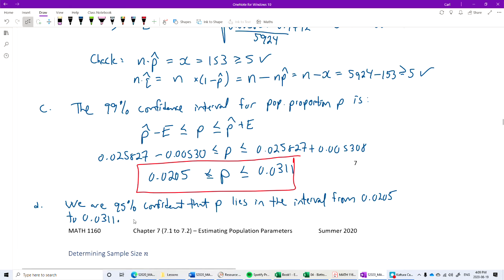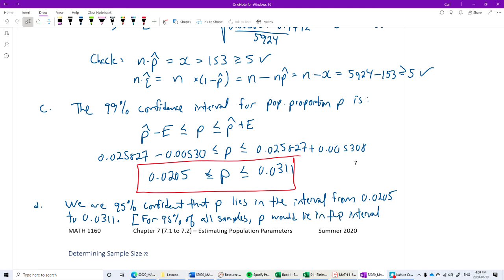And a slightly more involved answer would be that for 95% of all samples, P would lie in the interval produced by the above procedure. It'll be a different interval each time, but if we follow the same procedure, 95% of the time, it will capture the truth. Okay.